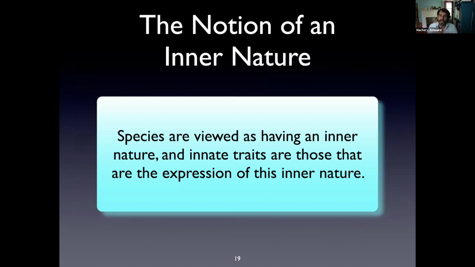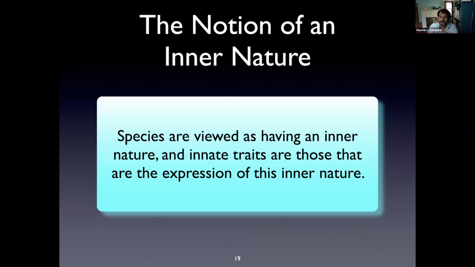So innate traits are those traits of conspecifics that are the expression of their inner nature. Here's the idea: spontaneously we think of animals as having two types of traits, those that result from the imprint or the influence of the environment, and those that are the expression of an inner nature that's transmitted at birth from the biological parents.